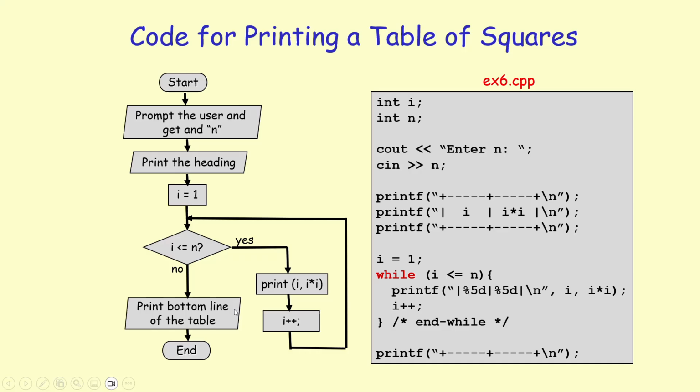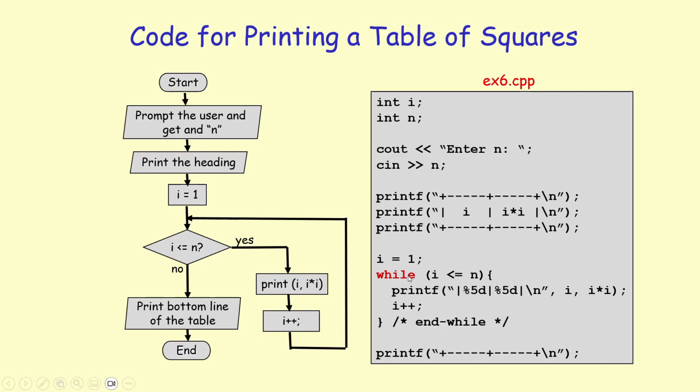Here is the actual code, example 6, that performs this. So we prompt the user, get the value of n, and we print the header. It prints this heading, and the column width is 1, 2, 3, 4, 5 characters. As you can see, the width of the column is 5. Also in here, it is 5.